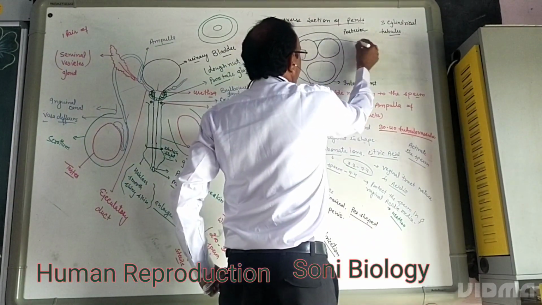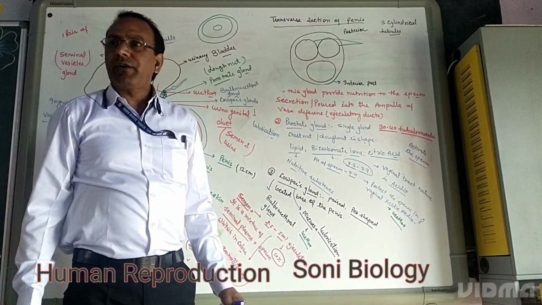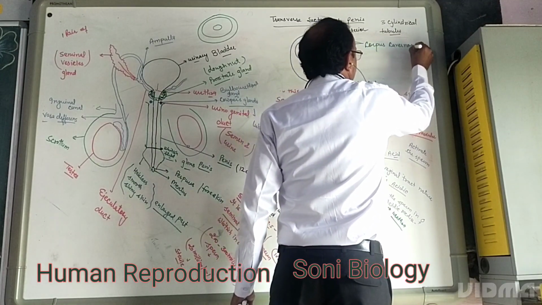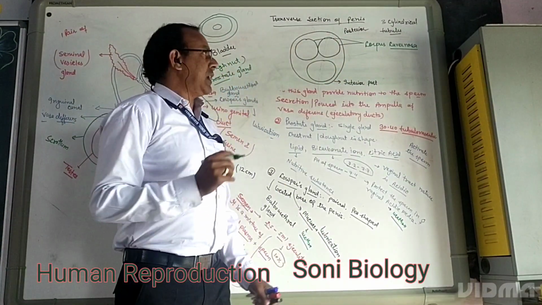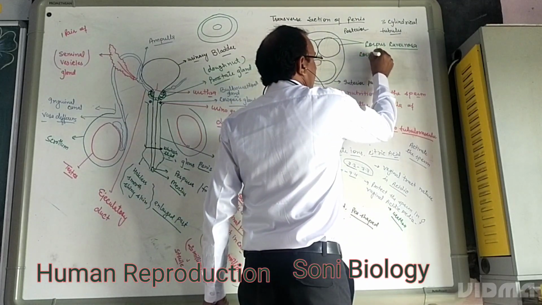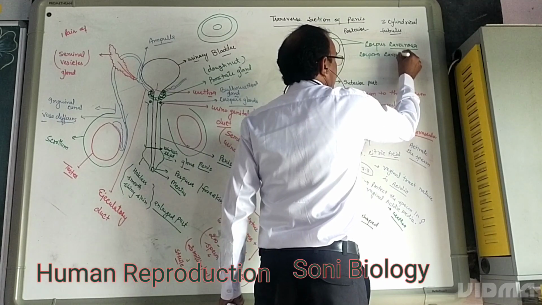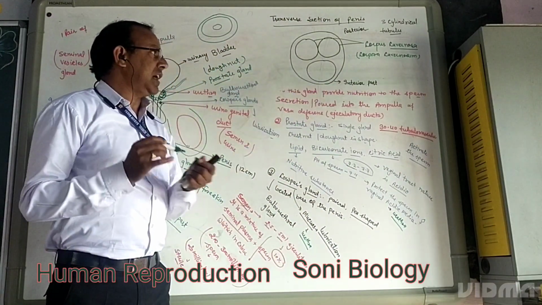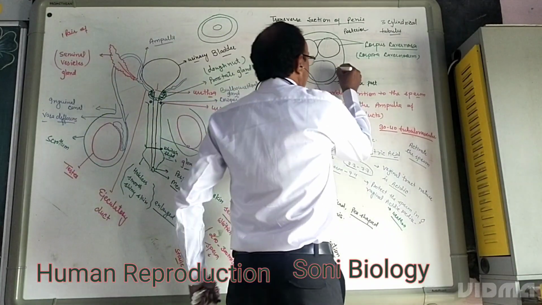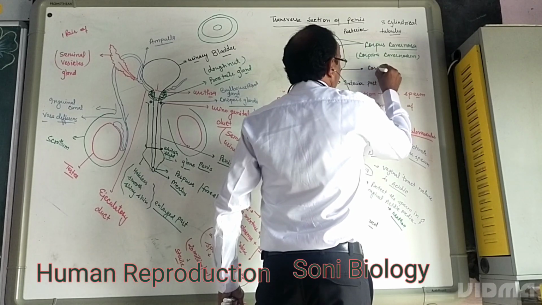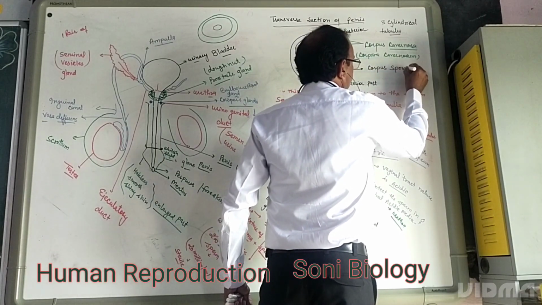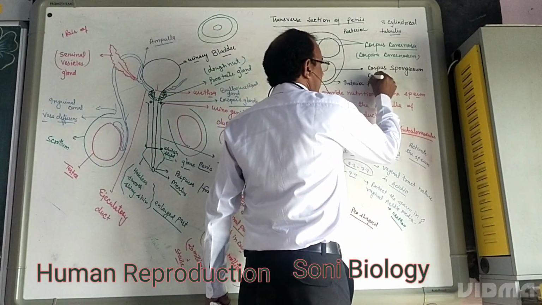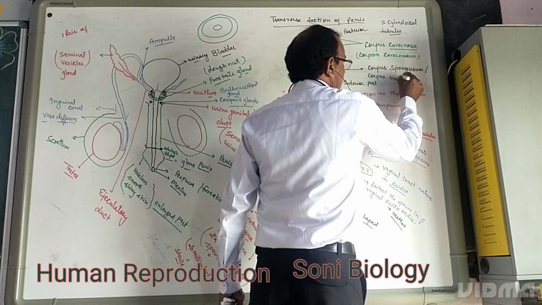These two posterior tubules are called corpus cavernosa, or corpora cavernosa. These two cylindrical tubes, and the one tubule which remains toward the anterior part, is called corpus spongiosum, as well as corpus urethrae.